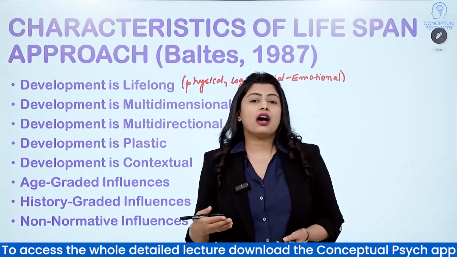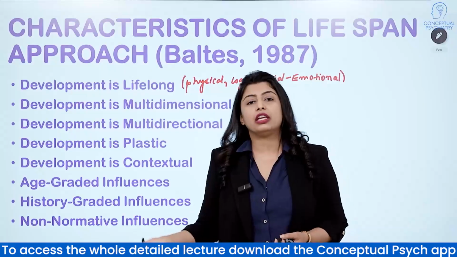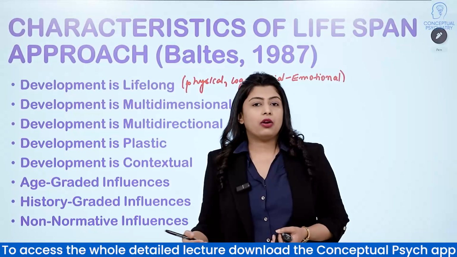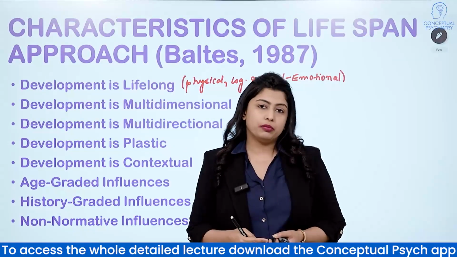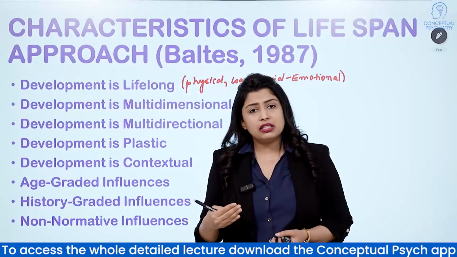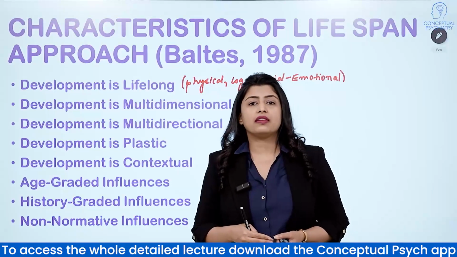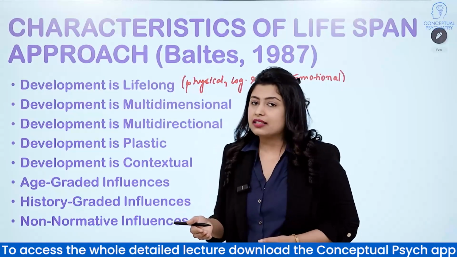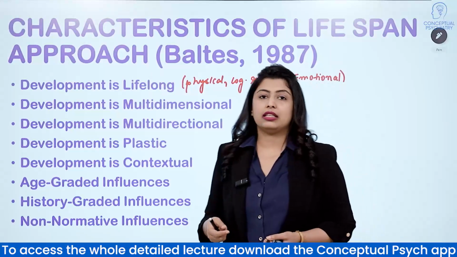Age graded influences are for people in a particular age group. These may be biological, like the onset of puberty, or they may be mediated by socio-cultural processes such as getting a driver's license at the age of 18.